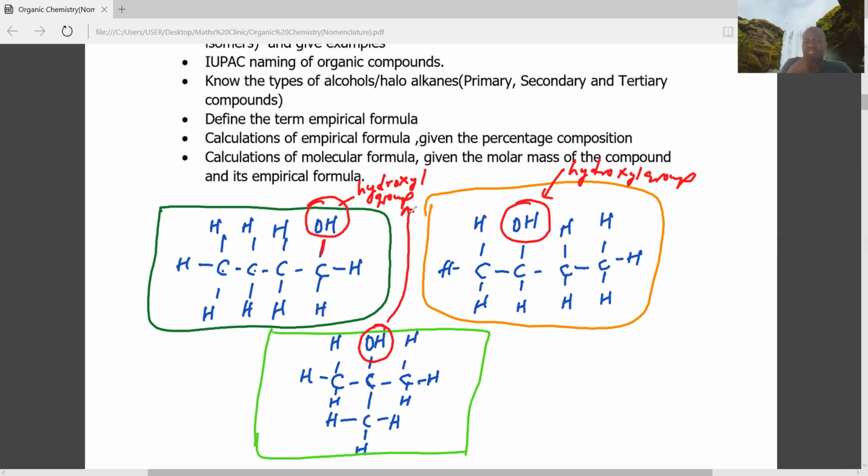All right, but now look at this. If you look at the carbon, let's now consider the carbon that is attached to the hydroxyl group. The carbon attached to the hydroxyl group is this one. Now, since this is the carbon attached to the hydroxyl group, how many other carbons are bonded to this carbon? If you look at the first one, let's call it number A, number B, and number C.